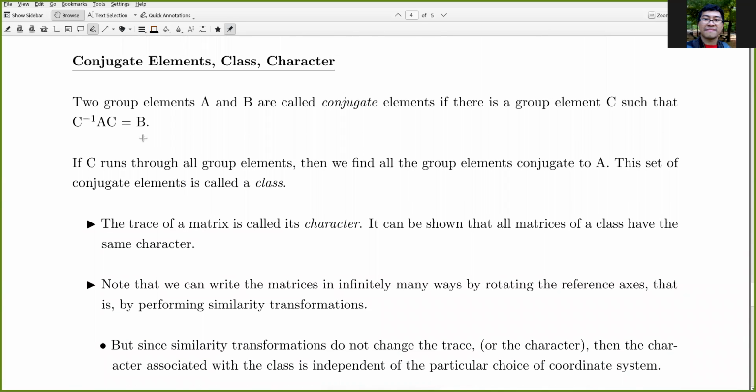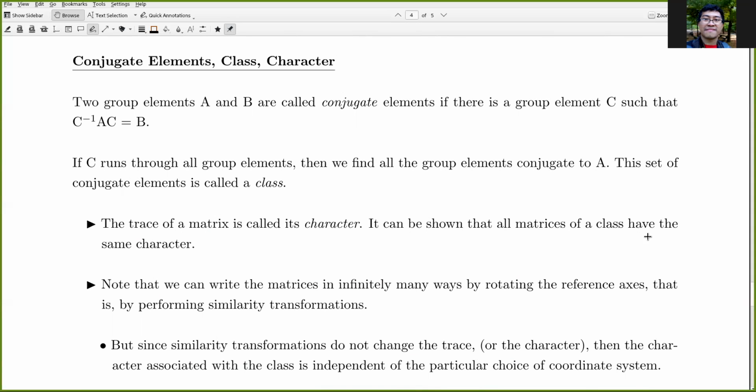Other properties: two group elements A and B are called conjugate if there is a group element C such that C inverse A C equals B. If we let C run through all group elements, and then we find all group elements conjugate to A, so if we find B for all values of C, this set is called a class. It's not necessarily a group. It would be a subset of the group, but it's not a subgroup. The trace of a matrix is called its character.